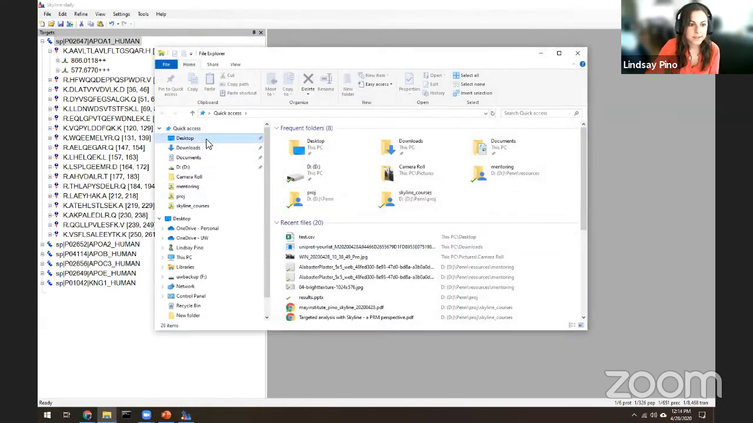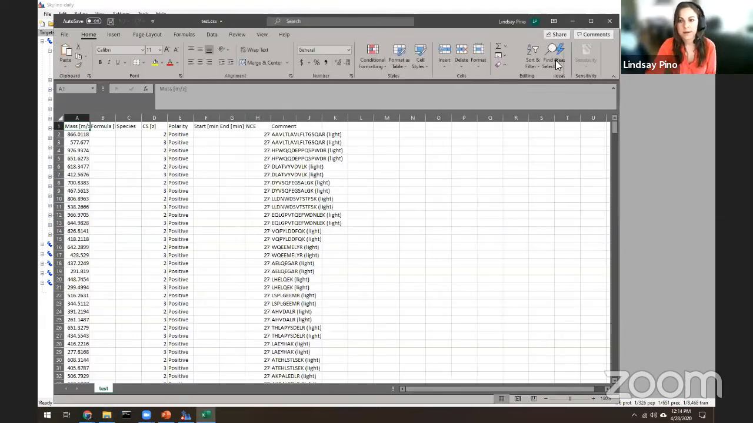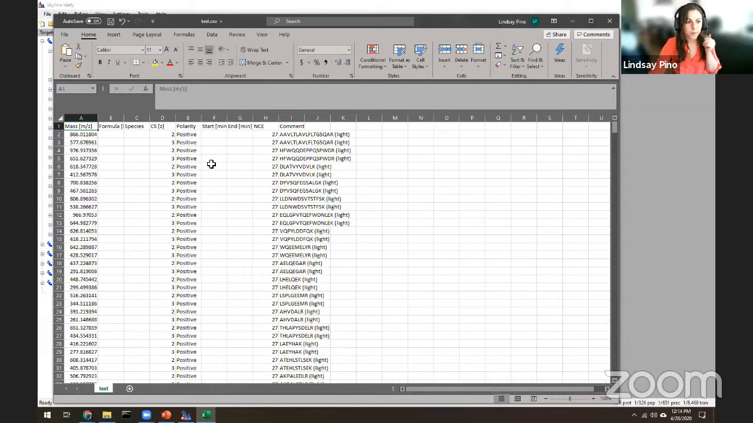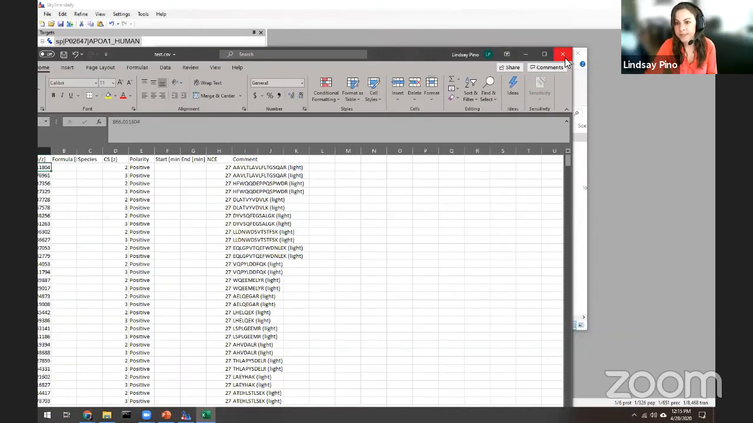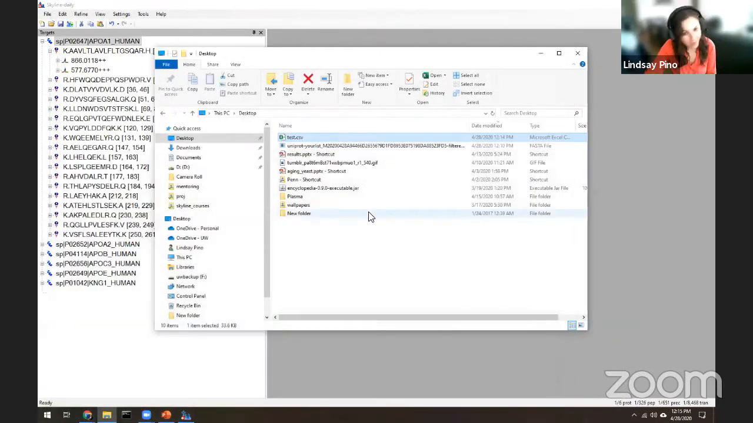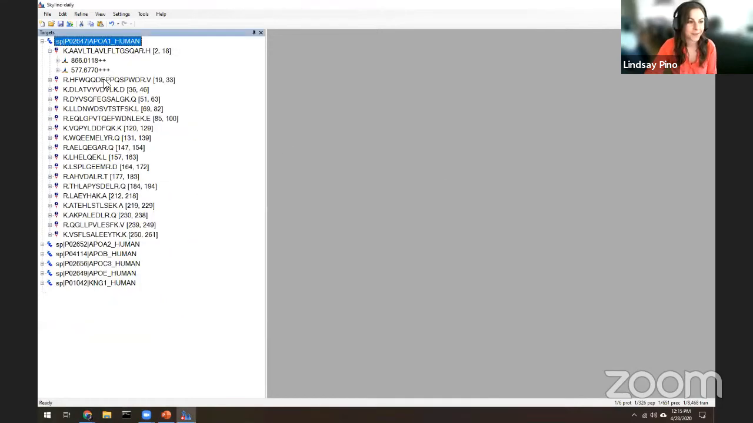So this has exported a transition list, an isolation list that looks like this, where for each peptide, we have the +2, the +3, and its mass to charge. So this is if you were to start and do a mass spectrometry experiment from absolutely nothing.